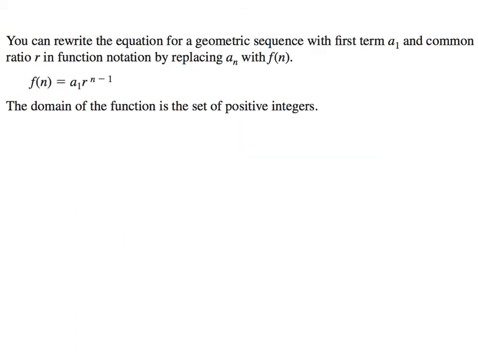So now you can rewrite the equation for a geometric sequence with the first term a sub 1 and a common ratio, and we can write it as a function. Function notation, all we do is take the a of n, or a sub n, and we plug in f of n. So it becomes that. The domain of the function is the set of all positive integers. I can plug in any number I want for the domain. The range, however, is not going to be that, but we'll talk about that a little bit later.